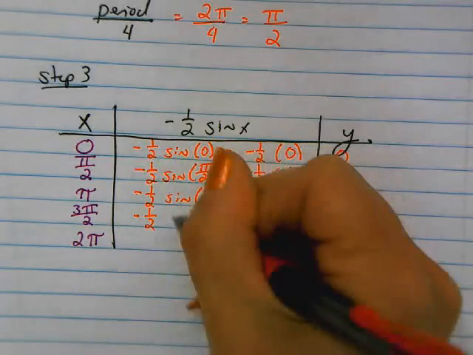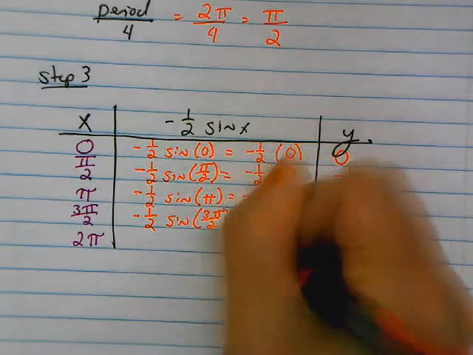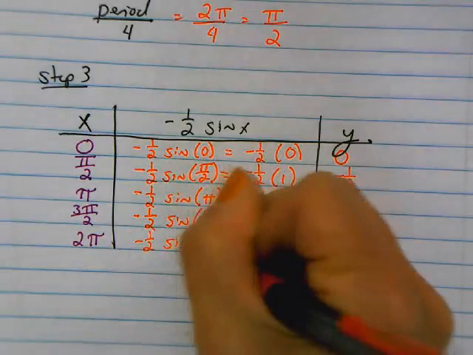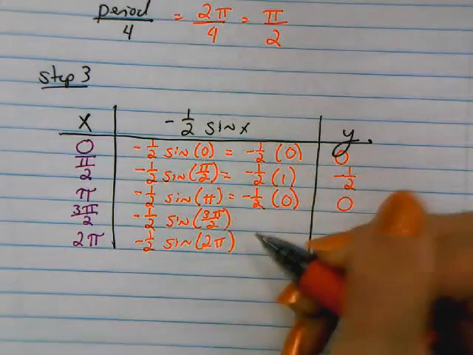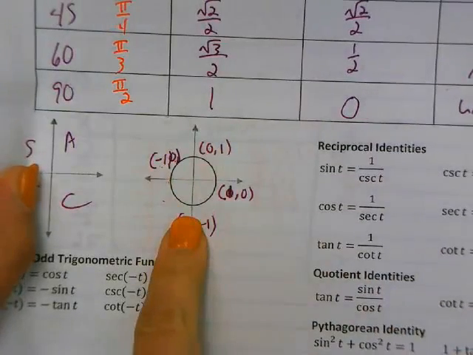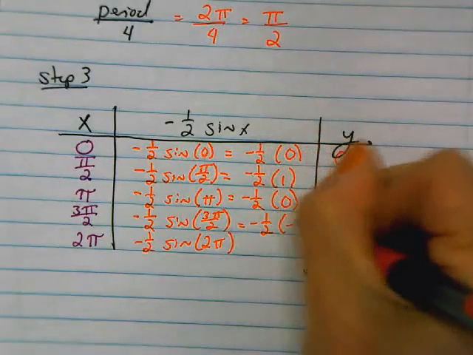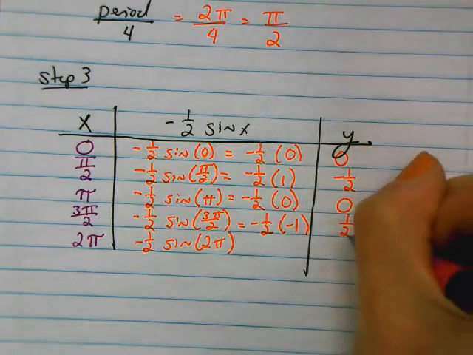Alright, so let's find 3 pi over 2. Go down to your unit circle. 3 pi over 2, I'm down here. Sine is negative. So it's negative 1/2 times negative 1, which is 1/2. And then finally, I get negative 1/2 sine of 2 pi is 0, and I'm back to 0. Alright, let's do a quick sketch, and then we'll end the video.